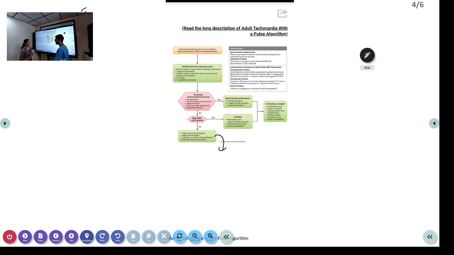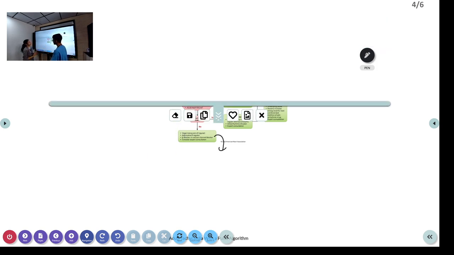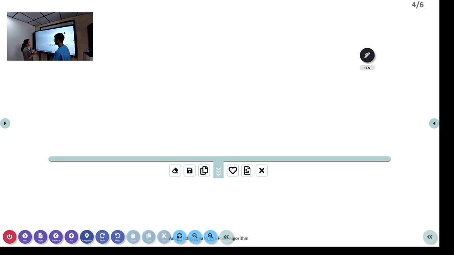Dose you have told, but how will you give it? So, Amiodarone, 1 ampule will contain how much? 150 mg. That is how much? 3 ml. Okay.